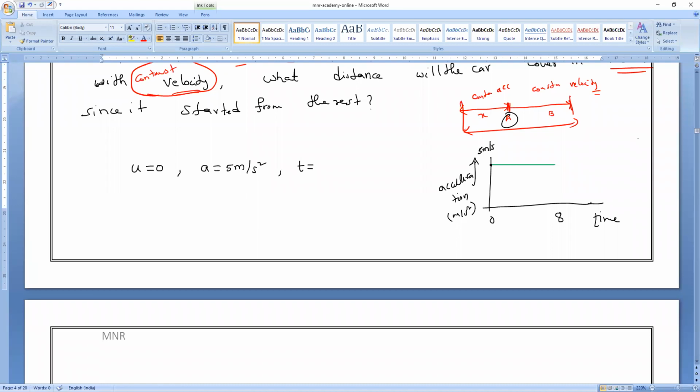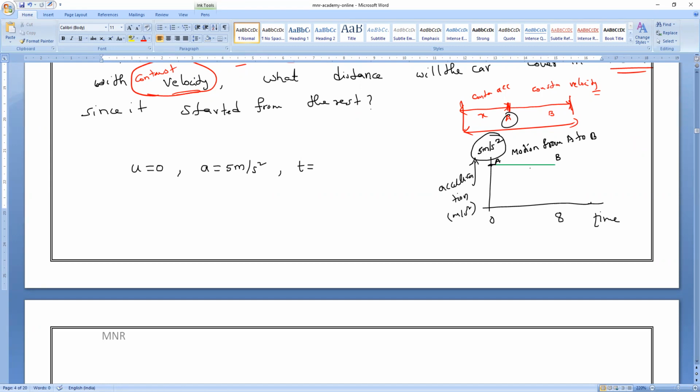Just wait. You have to just hold it. Okay, I'll make it. Till here, any doubt? It is traveling with 5 meter per second square. So what is the acceleration? 5 meter per second square. And it is traveling from A to B. How many seconds is it traveling from A to B? Motion from A to B, 0 to 8 seconds.